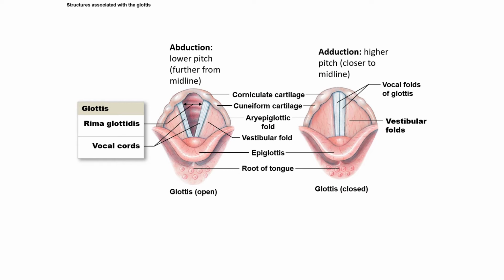I like this slide. Do make sure that you know these terms that are kind of above these graphics. So abduction versus adduction, and what the glottis is doing at that time. When the glottis is open, we have abduction, which is going to be a lower pitch. That also means that our vocal cords are moving further from the midline. And then we have adduction, so the glottis is closing. This is going to produce a higher pitch, and that is going to be where the vocal folds are going to be closer to the midline.